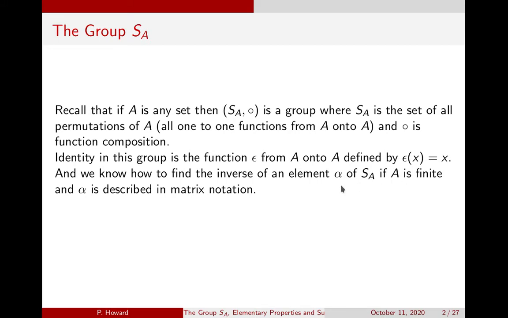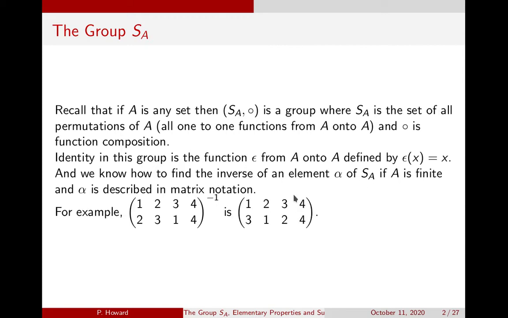And we also know how to find the inverse of an element, say alpha, of the group S sub A. If A is finite and alpha is described in matrix notation, let's try this example. We're taking the permutation of the numbers 1, 2, 3, and 4, defined by alpha of 1 is 2, alpha of 2 is 3, alpha of 3 is 1, and alpha of 4 is 4. And we want to calculate the inverse.